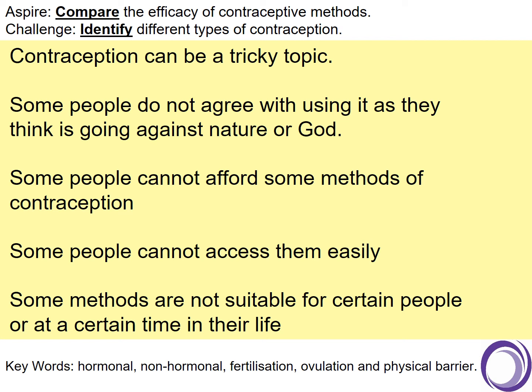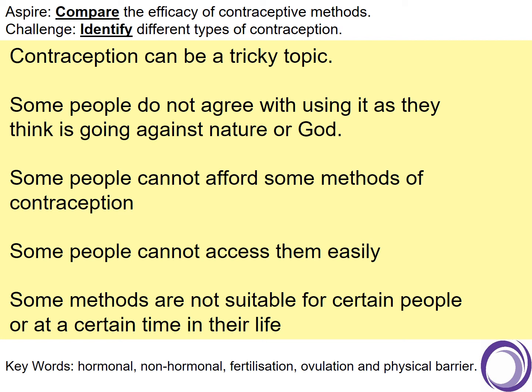Some people simply don't agree with using it as they think it's going against nature or going against God's teachings. Some people in certain countries and in certain areas of the world, and even in this country, simply cannot afford some of the methods of contraception. Some people can't access them easily because many of them have to be prescribed or fitted by a health professional. Some people find that very difficult to access those health professionals, or they don't want to, they're embarrassed about it.